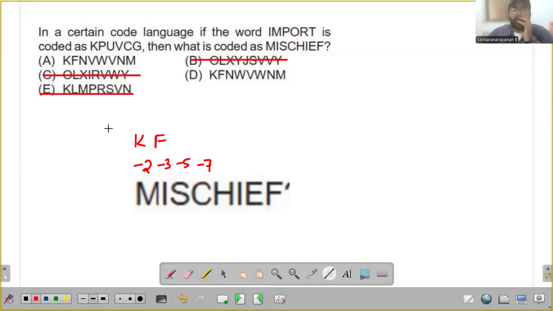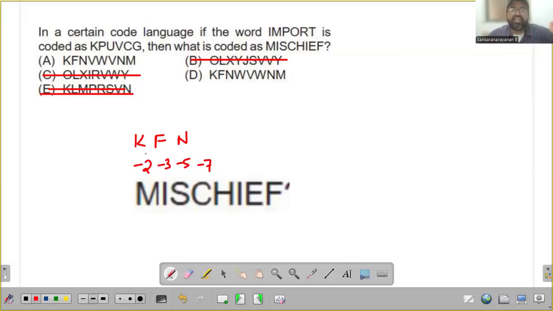Got it? Now, the third one when you are considering S minus 5. S is 19. 19 minus 5 is 14. 14 is what? It has to be N. Right? Because J, K, L, M, N. 14 we are considering. It should be K, F, N. But KFN is there in both these instances, option A and D.